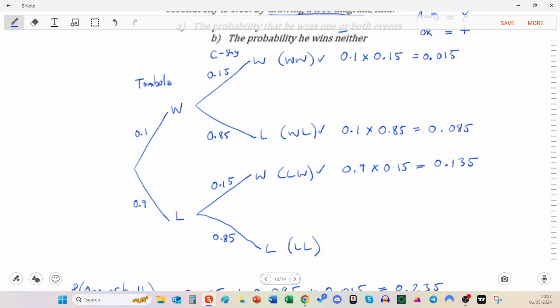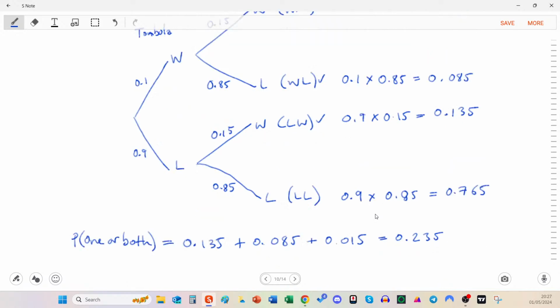Neither means none, right? So if he wins neither, that means it's loss. So we just need to go for that last little thing. Now there's one way of doing this, which is 0.9 times 0.85. It'd be a really good exercise to see what that is and then show you a different way of doing it. So this turns out to be 0.765. Does that look like an interesting number? So winning neither is loss and loss. That's why we did the multiply. That is an interesting number, right?